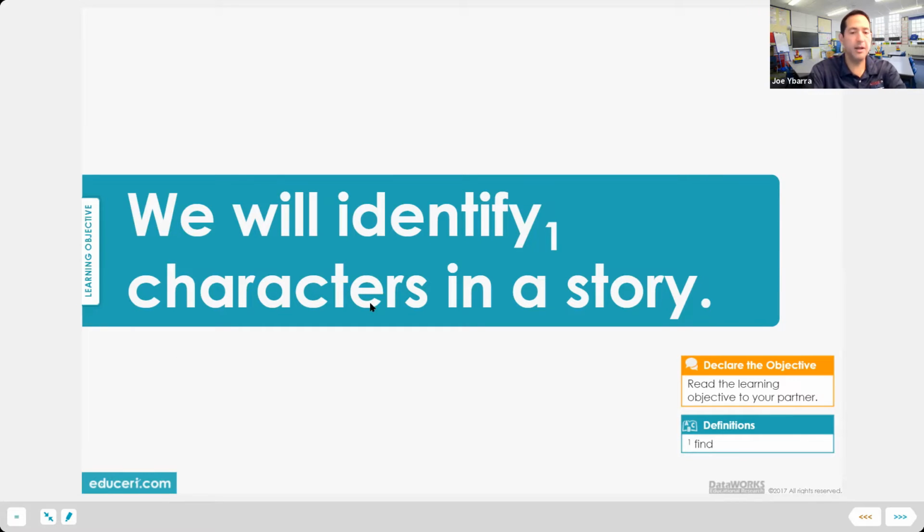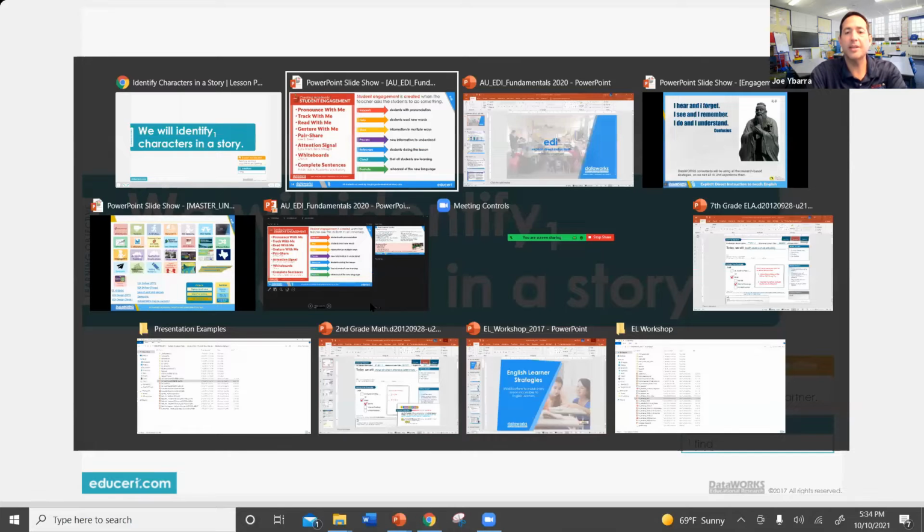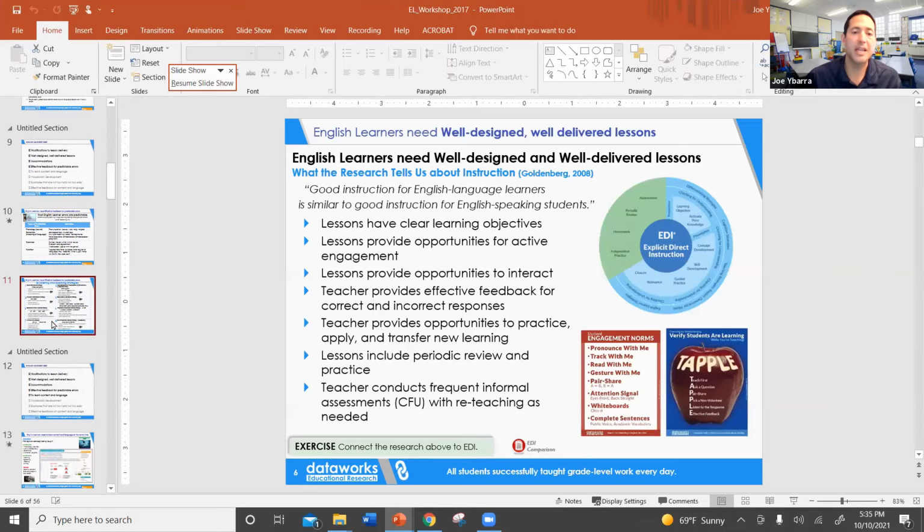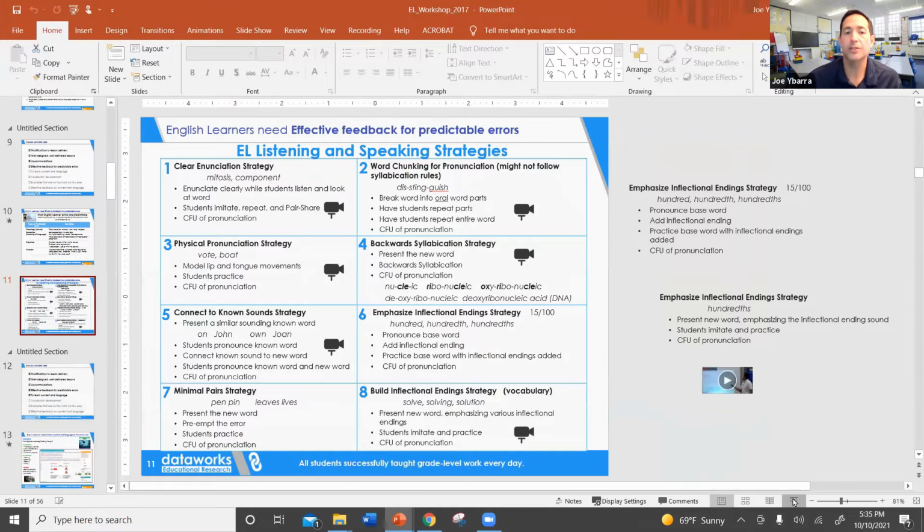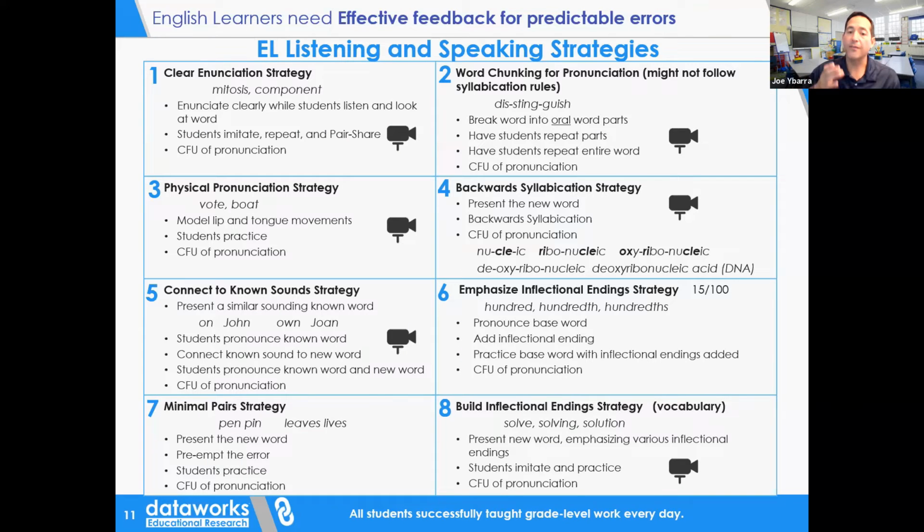So what are my pronounce with me strategies? I know it says EL on this, English language learners, but our English language strategies are very sound teaching strategies we use with all our learners. These 4 strategies for pronounce with me: number 1, clear enunciation strategy. I clearly pronounce the word that I want them to pronounce and read with me.